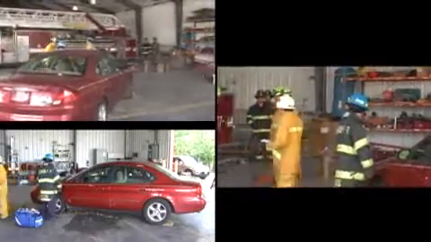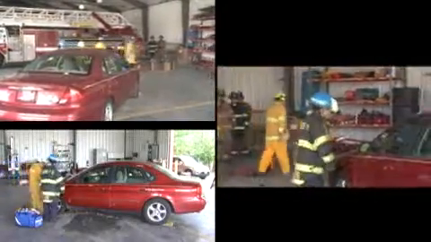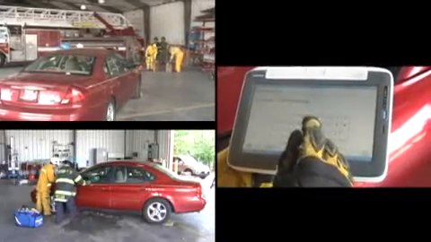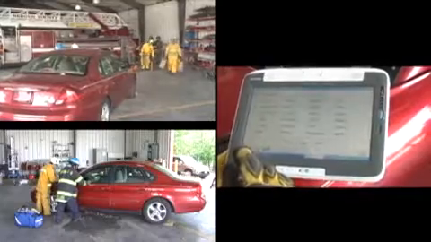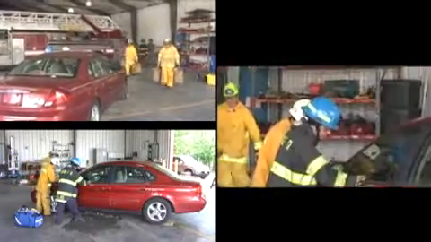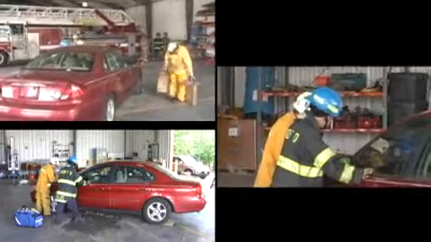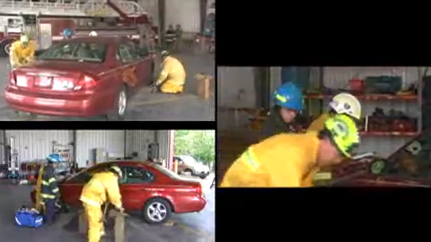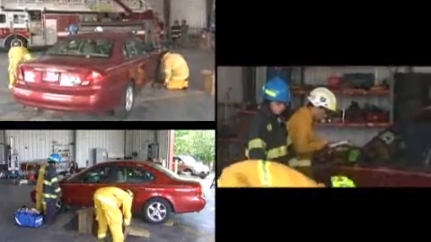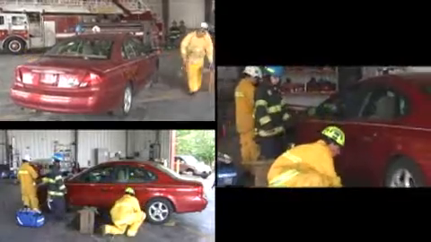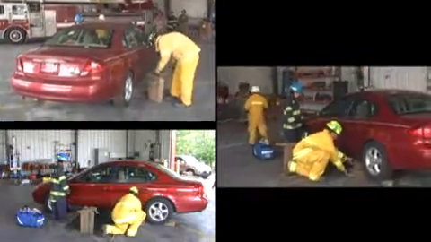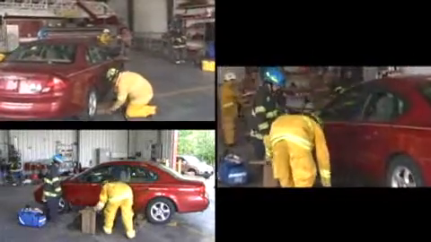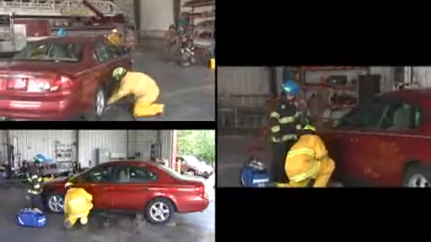They're going to look for the battery. Now you can see the IC on scene. He has a laptop computer with Moditech software or Homatro Rescuer's Guide to Safety System software, so he can identify the hazards of the vehicle. The EMS provider has made contact with the patient and is talking to the patient at this time. Now the IC is going to talk to the engine crew, tell them where the hazards are.